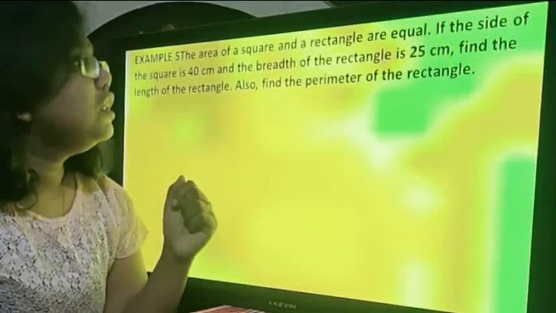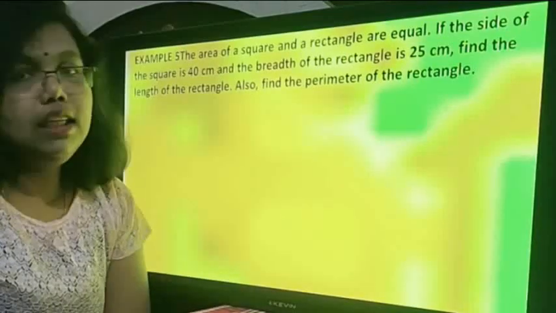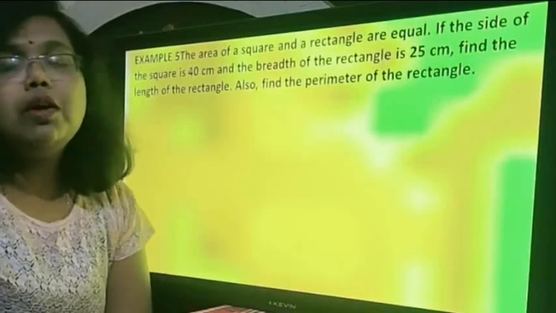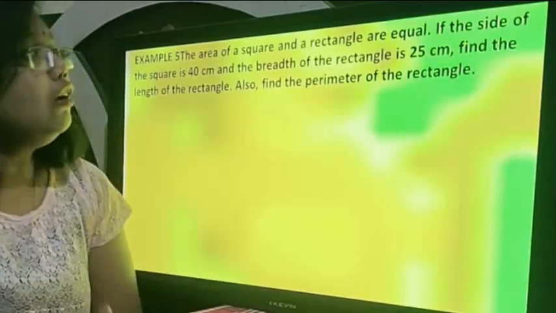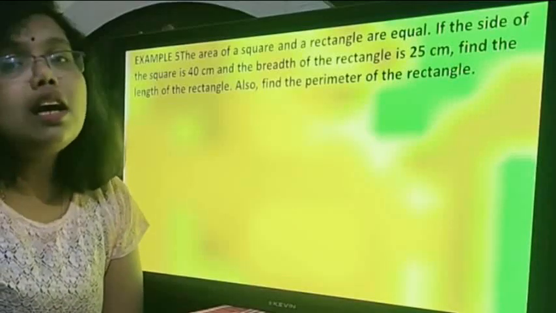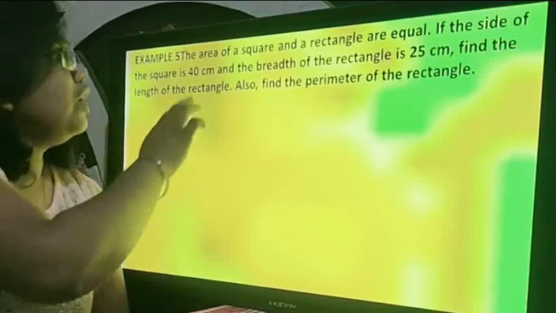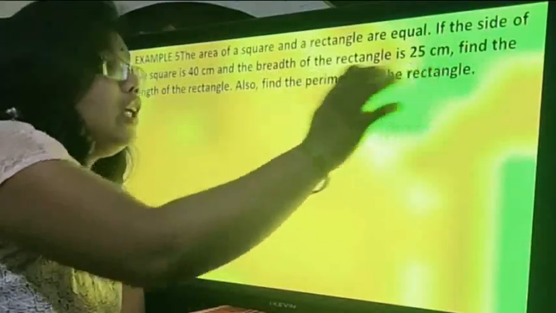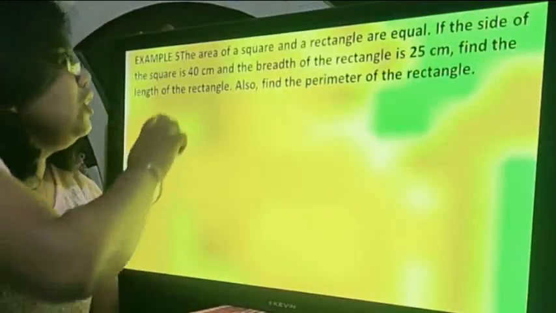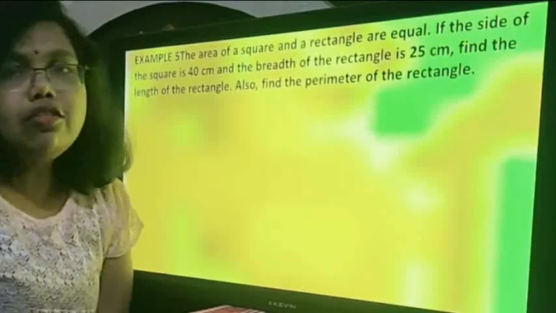Now, a similar example is example number 5. The area of square and the rectangle are equal. Now, in the last question we talked about the equality of perimeter. Here we have the areas which are equal. Area of square and rectangle are equal. If the side of square is 40 and breadth of rectangle is 25, find the length of the rectangle. Also find the perimeter of rectangle.